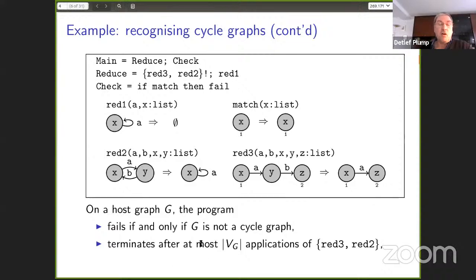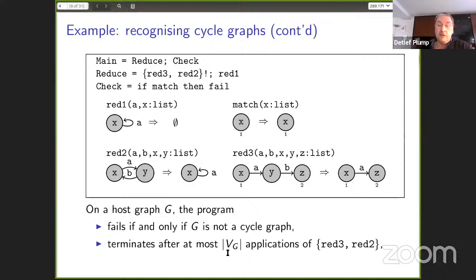And as I said, it terminates. It's also easy to see. Actually, we can see a bit more. If we look at the loop, each of the two rules removes one node. So the whole loop must terminate after at most as many applications of the loop body, red3 and red2, as there are nodes in G, because each application reduces the number of nodes.